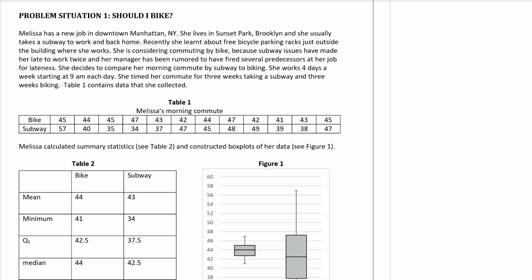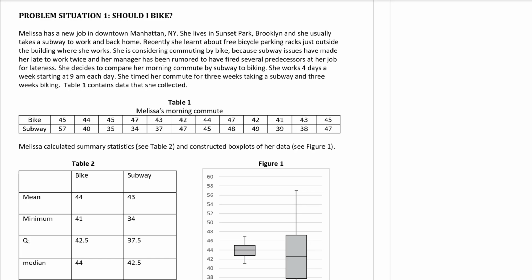She decided to compare her morning commute by subway to biking. She works 4 days a week, starting at 9 a.m. each day. She timed her commute for 3 weeks taking a subway and 3 weeks biking. Table 1 gives us the data that she collected. These are her work day commute times by bike and by subway, listed in this table.